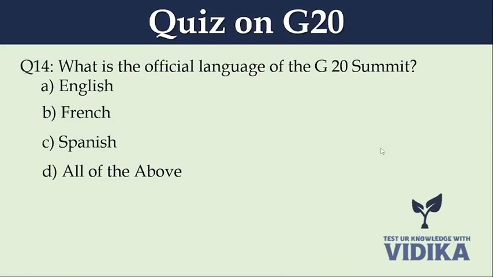What is the official language of the G20 summit? Option A English, option B French, option C Spanish, option D all of the above.